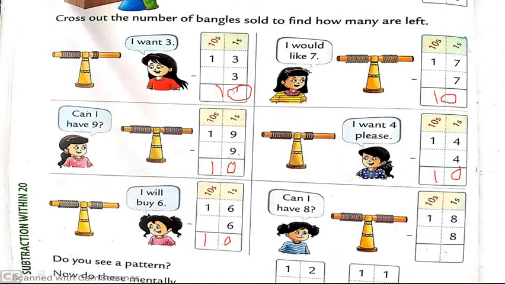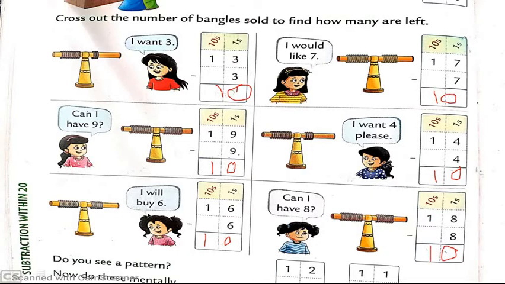Let's take one more example. This girl wants 8 bangles. Now what should we do? Yes, we should do subtraction. 18 minus 8. While subtracting 8 from 8, we will get 0. And while subtracting 0 from 1, we get the same number.